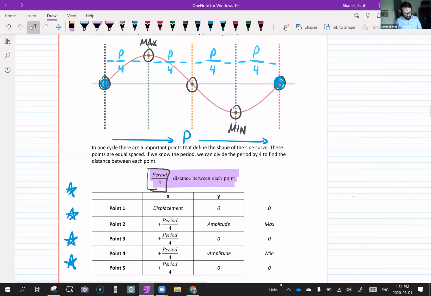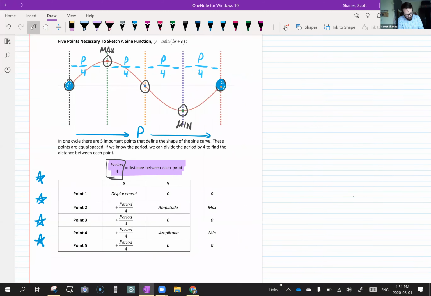So let me look at both at once. It starts with displacement. That gives you your initial x value. The y value will be 0 for the sine curve. You'll add the period divided by 4. That'll give you your second point. That's where your amplitude is going to be. That's where your maximum point is going to be. If you do it again, you'll get a 0 point. You add the period over 4 again, you'll get the minimum point. Add the period again, you'll get the 0 point.